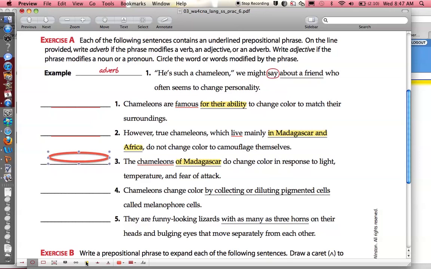And number 4, chameleons change color by collecting or diluting pigmented cells. So, by collecting or diluting pigmented cells. That's kind of a tricky prepositional phrase now that I'm looking at it, because it's using a gerund, which is a verbal functioning as a noun, which we're going to be talking about in the next section of this chapter. But this is a tricky prepositional phrase. Kind of take note of that.